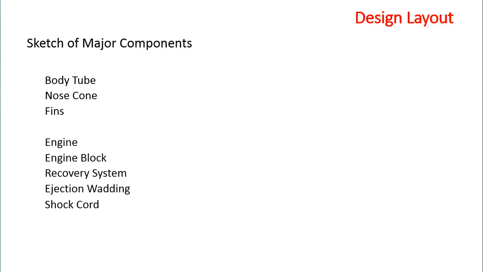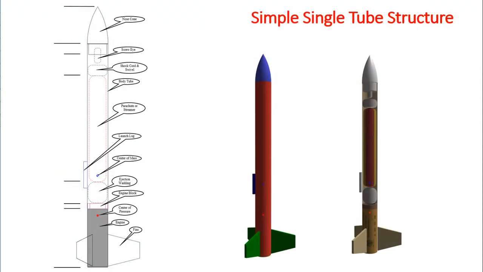But for this project, you will use the standard layout diagram you downloaded. The layout is a simple single tube structure. On the left side is a two-dimensional view that shows all the major external and internal parts. All the parts are also labeled for your reference. On the right are two solid model 3D views of the same layout. One is an external view and the other is a transparent view showing the internal parts. They are to help you visualize how the parts go together.